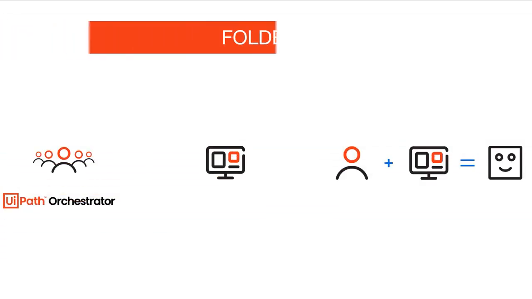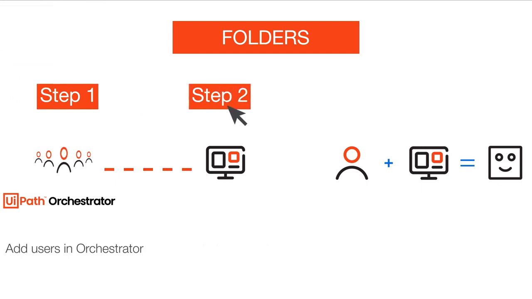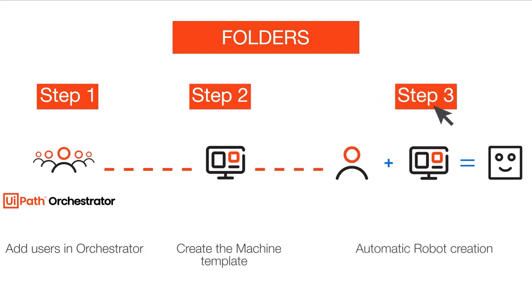First, let's start with the setup. The first thing to keep in mind is that unattended robots don't exist as independent entities. As we saw in the previous lesson, they're a combination between a user or robot account and a machine. From this perspective, a better name for a robot is execution slot. But this doesn't sound too exciting, so let's stick to robot.